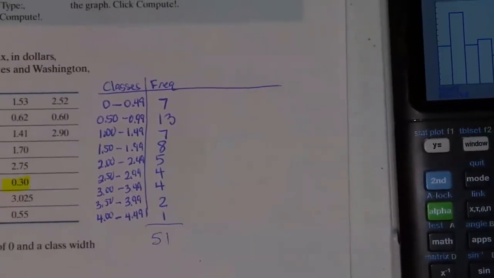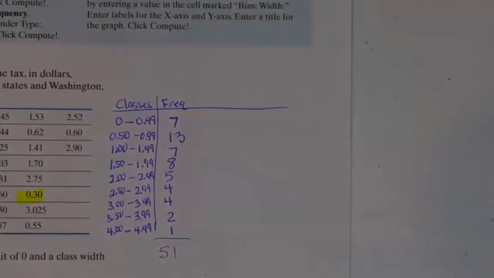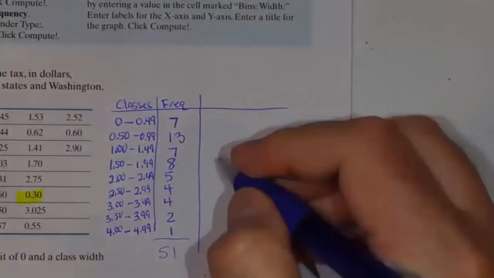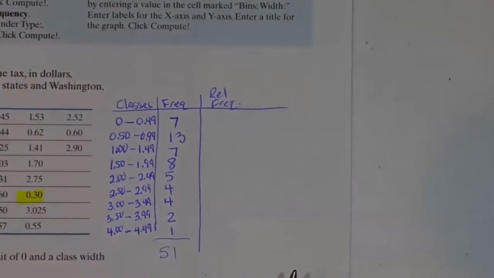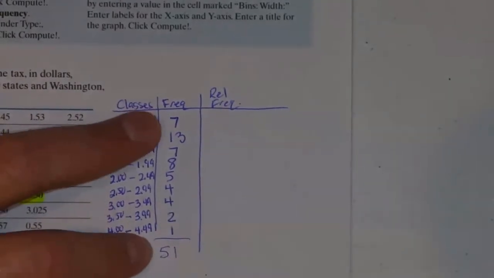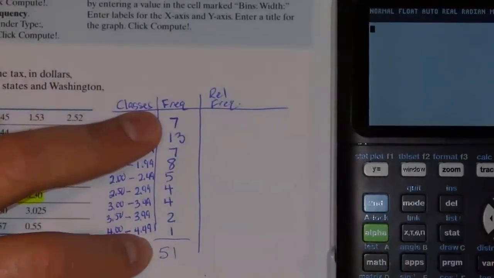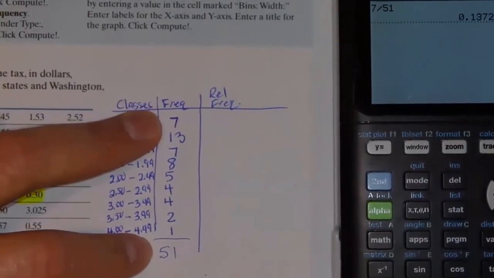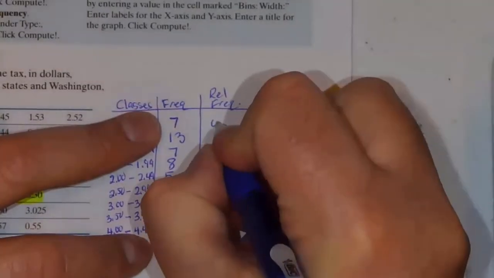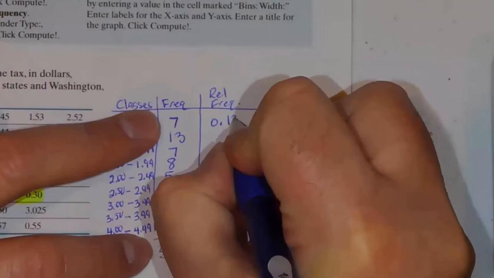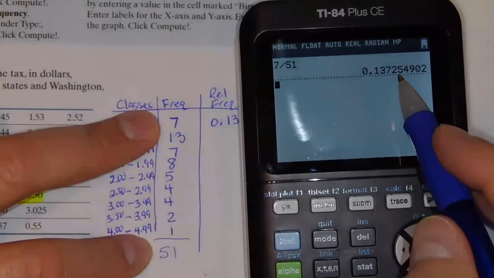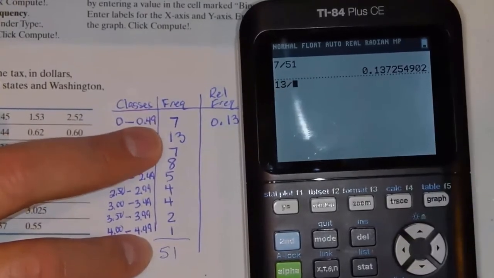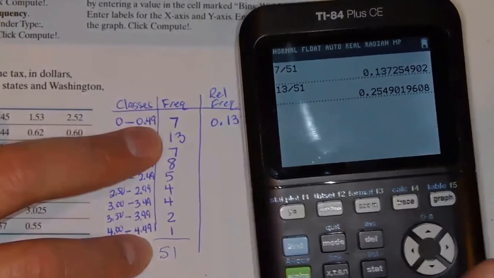Now, the calculator will not find the relative frequencies for me, but with the frequencies calculated, that's not going to be difficult to do. Now, again, we have 51 data values altogether. So if I take 7 divided by 51, that's 0.1372549, blah, blah, blah. So if I round to 4 places, that would be 0.1373. The 5 makes me round up. 13 divided by 51, so that's 0.2549.